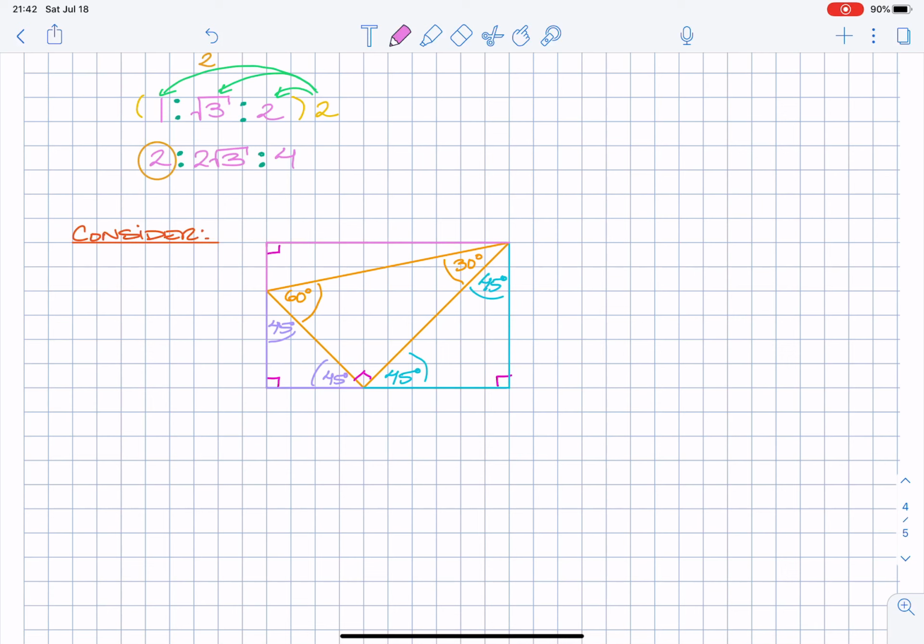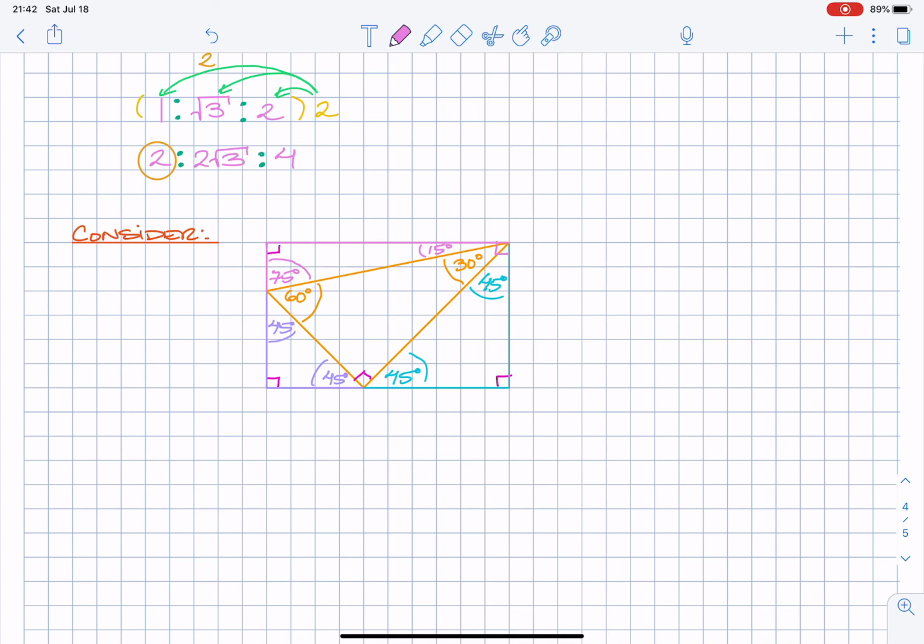Okay, well, I know that this would have to be a straight line. 60 plus 45 is going to be 105. So 105 and 75 would be 180, or a straight line. Similarly over here, I have 30 plus 45 is going to be 75, plus 15 will be the 90-degree right angle up here. So that's 75 and 15 for the angle measures inside that pink triangle.